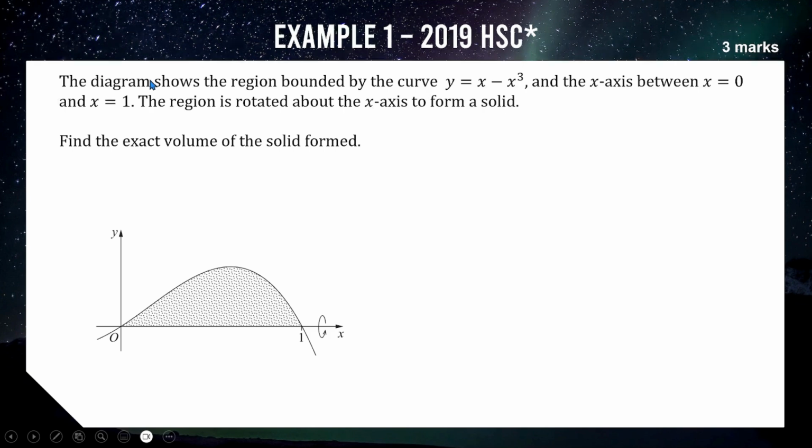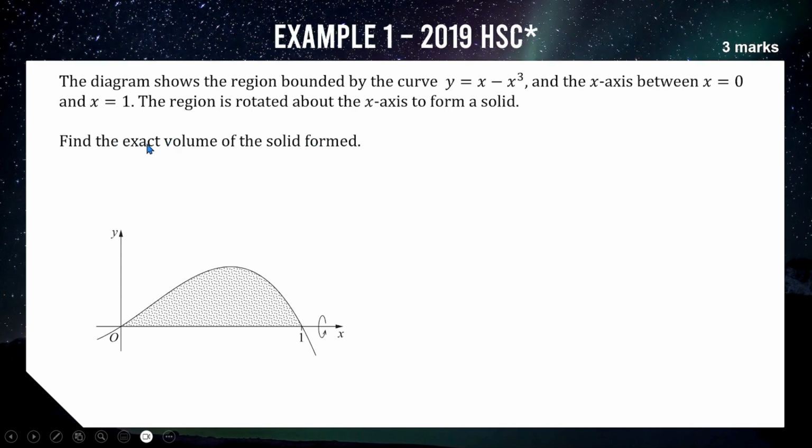I've got the diagram showing the region bounded by the curve y equals x minus x cubed and the x-axis between 0 and 1. We're going to take this area shaded in gray, rotate it around the x-axis and make a solid. We are going to find the exact volume of the solid formed.